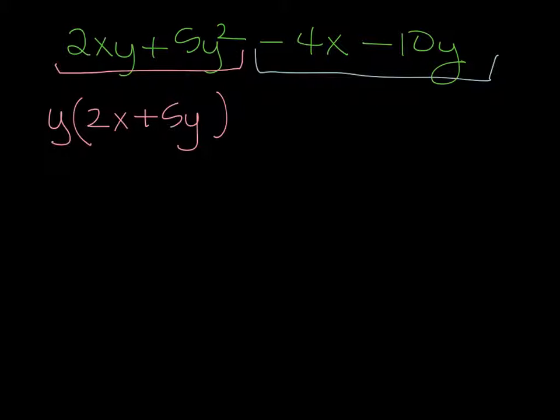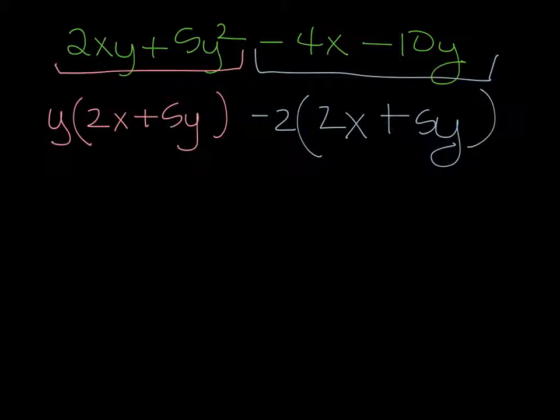Now, if you look at the next 2 terms, negative 4x minus 10y, what do they have in common? Well, they both are negative, and they both have a 2. So I have a negative 2 in common. So when I factor that out, I get negative 4x divided by negative 2 is 2x. Negative 10y divided by negative 2 is positive 5y.